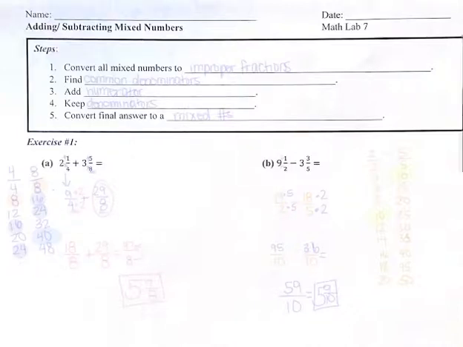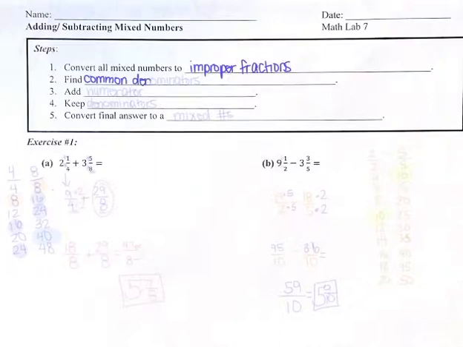So today and this week, we're going to focus on fractions. Today we're going to focus on adding and subtracting mixed numbers, which, if you don't remember, are fractions with a whole number and a fraction in them. The way we add or subtract them is, the first thing we do is convert all our mixed numbers into improper fractions. Then we need to find our common denominators, because we can't add or subtract without common denominators.